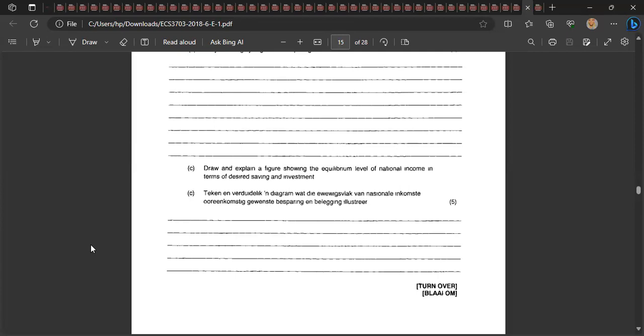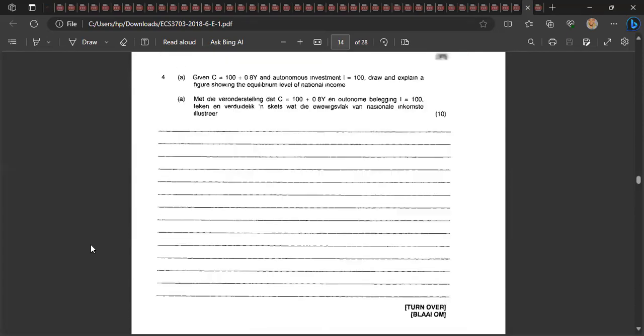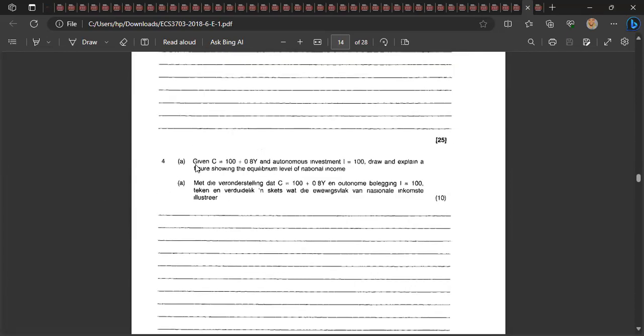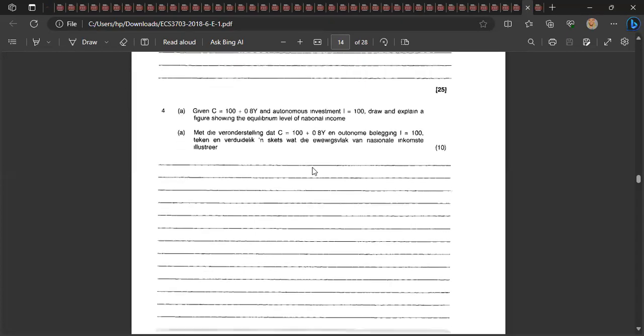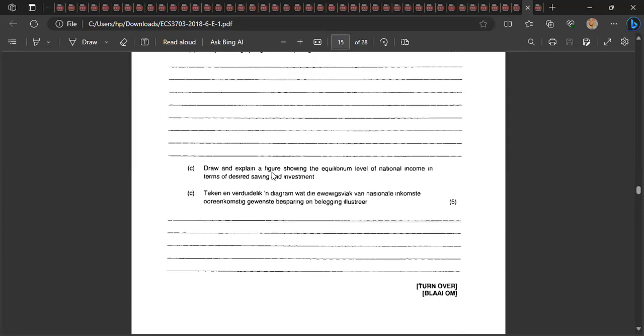Right. So in terms of now drawing and explaining a figure showing the equilibrium level of national income, let's see what we did on this one here. Draw and explain a figure showing the equilibrium level of national income. What we need to remember here again is to put in the line of equilibrium, that 45-degree line, and you could come back and do the same thing here.